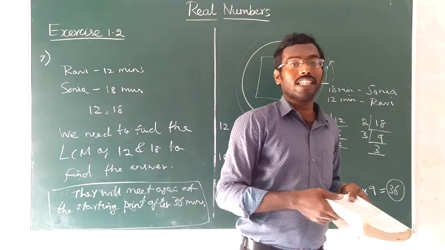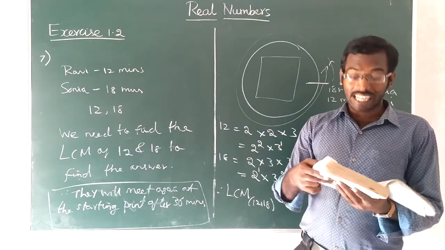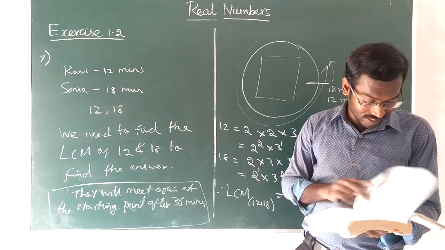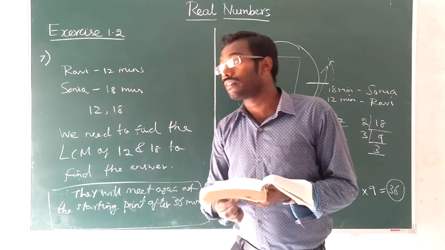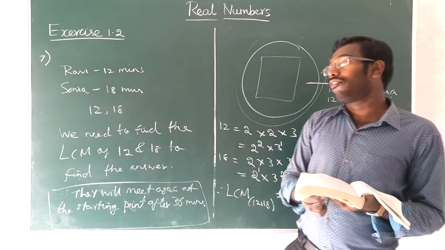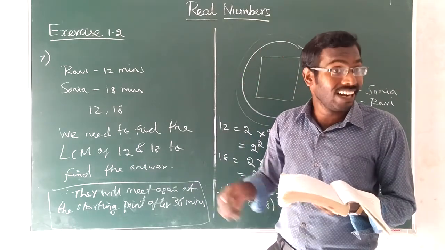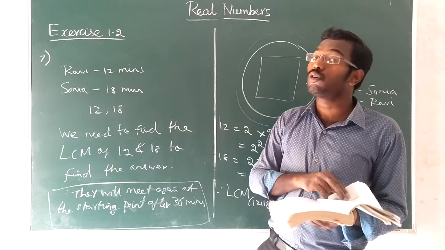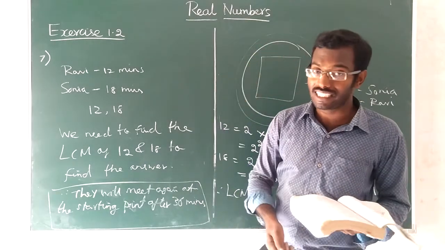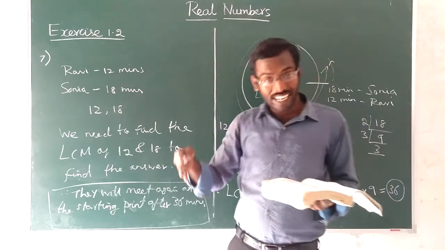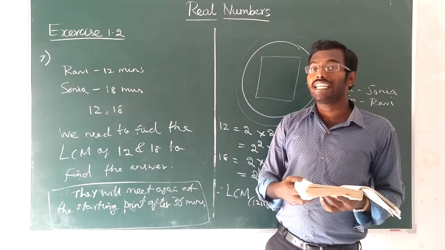Okay. So with this, exercise 1.2 is over. I think this much is enough for today's class. Exercise 1.3 starts with some theorems. We may have to prove, for example, that root 2 is irrational. We will deal with irrational numbers. We have to prove that root 2 is irrational, root 3 is irrational, root 5 is irrational. We will see that in the next chapter. Okay. So that's all for today's class.